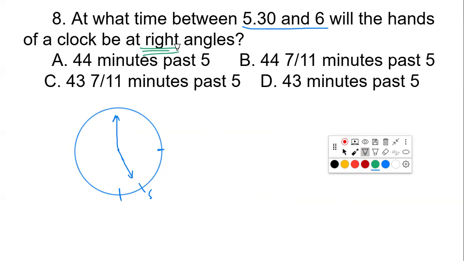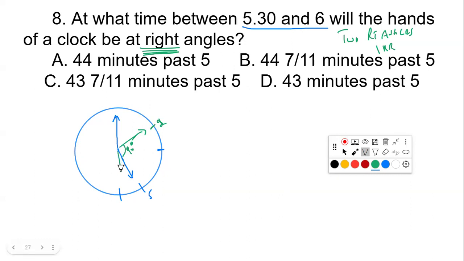He wants the right angle. Two right angles are formed every 1 hour. This is the basic concept. So the first right angle, because this is at 5, will be at 5:10, 10 minutes, and this is 90 degrees. But he doesn't want this. He wants between 5:30 and 6.